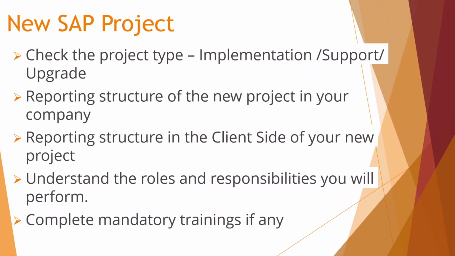New SAP project. Once you get allocated to a project, there will be a project code assigned to your employee ID in the company's portal. That is how it is ensured that a particular resource is allocated to a particular project. The first thing you have to find out is which category of project it is, whether it is an implementation project. If it is an implementation, then whether it is in an ECC system, S4 HANA system or CFIN system, you should know which system it is.